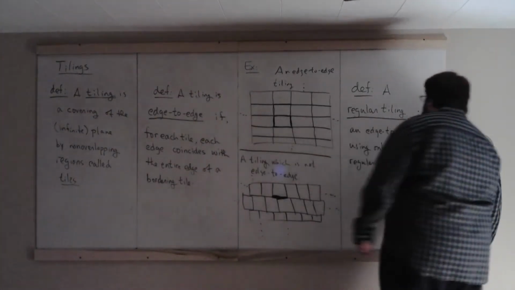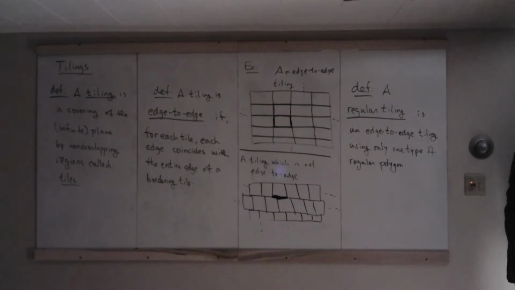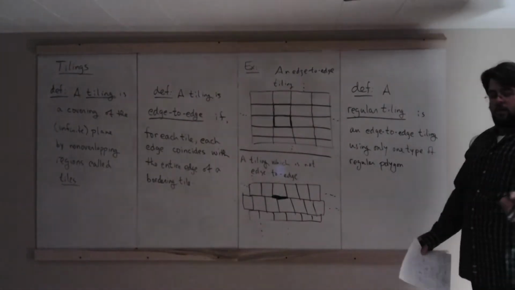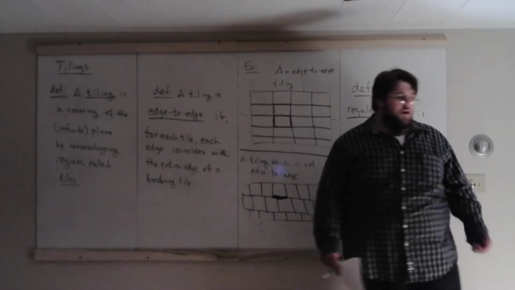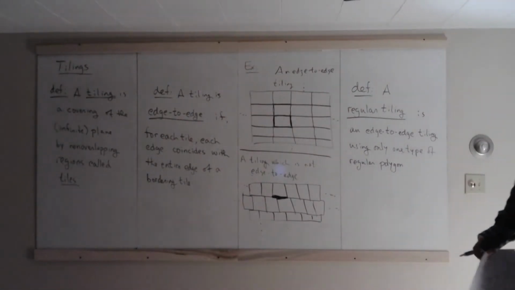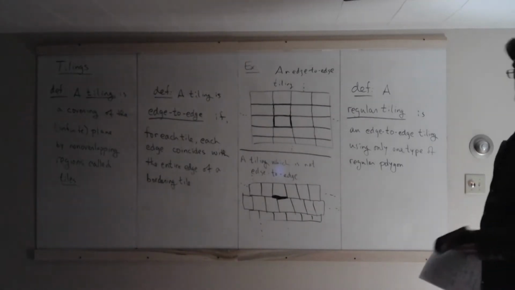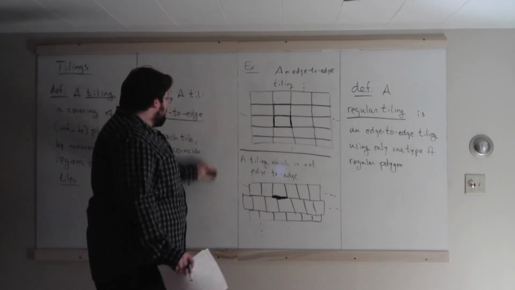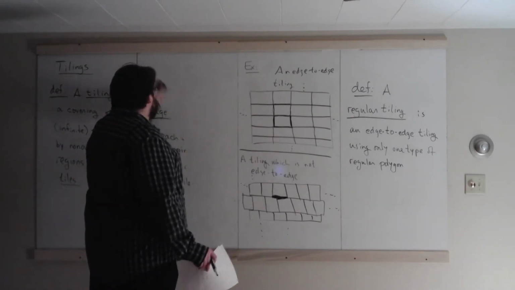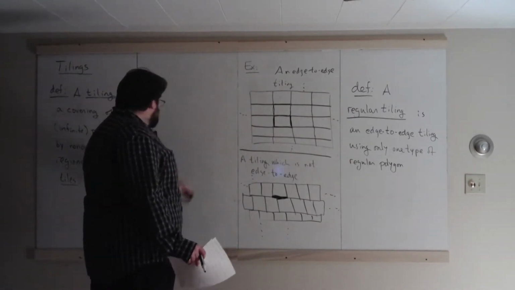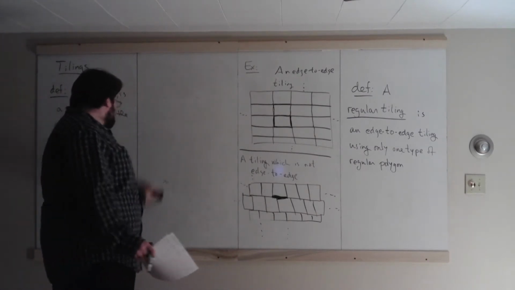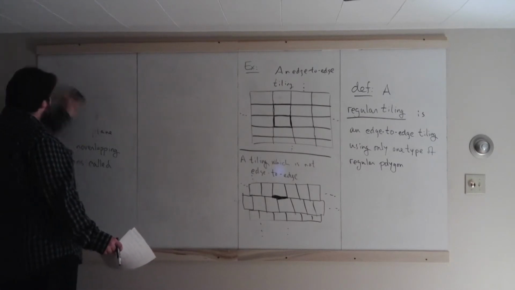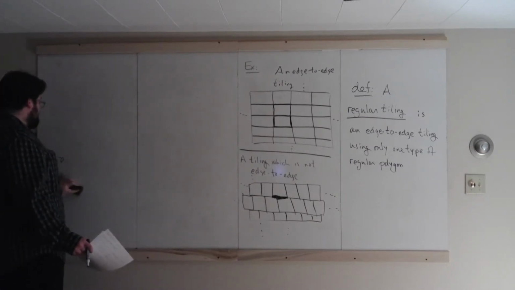And the next definition, a regular tiling, is an edge-to-edge tiling which uses only one type of regular polygon. Now remember, a regular polygon is a polygon where all the sides are the same length and all the angles are the same. So a regular tiling, which is what we will look at first, is a tiling of the exact same shape where all edges meet identically with some other edge.